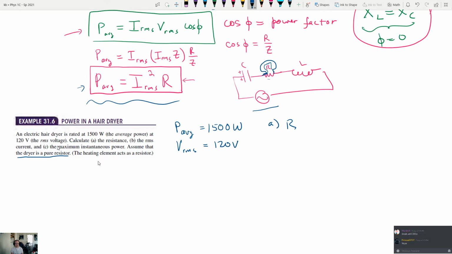Are they all zero? They're all zero, exactly. That's what they're saying. They're saying that L is equal to zero and C is equal to zero, which also means that phi is equal to zero. Because when these are equal to each other, then phi is zero, right? Okay, well, that makes it really simple then.